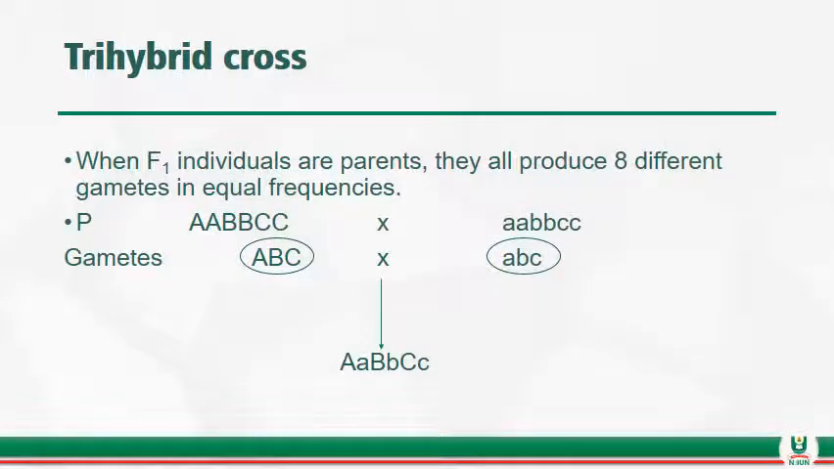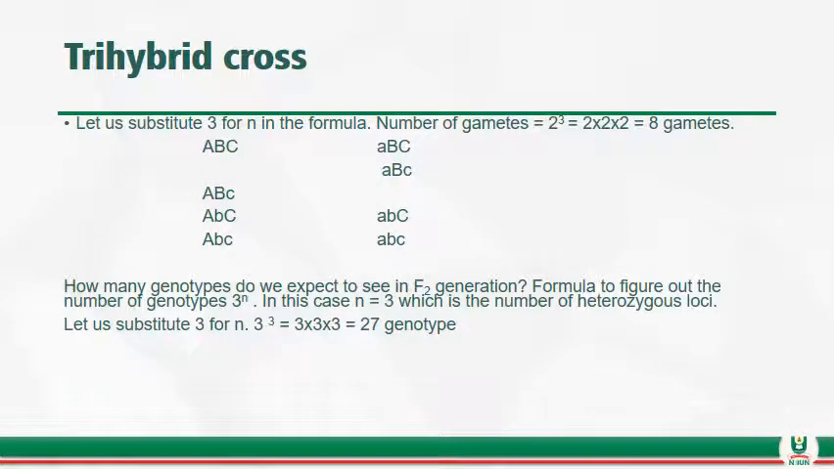So this is just further illustrating that this is what the parents look like. 3 different alleles, and the gametes produced are this, and this is what the F1 will be like. Now when you self the F1, you get 3 different gene pairs, so you have 2 to the 3, sorry, and you have 8 gametes. So when you place 8 by 8, you get 64 genotypes.